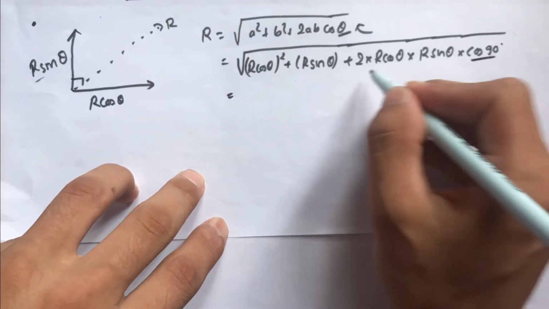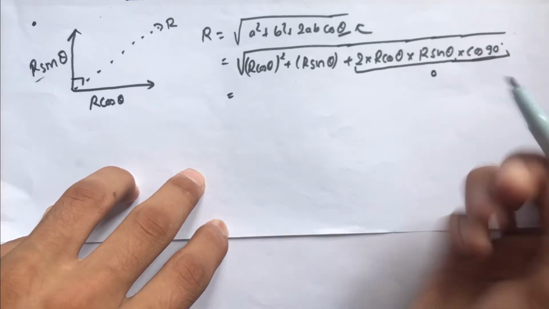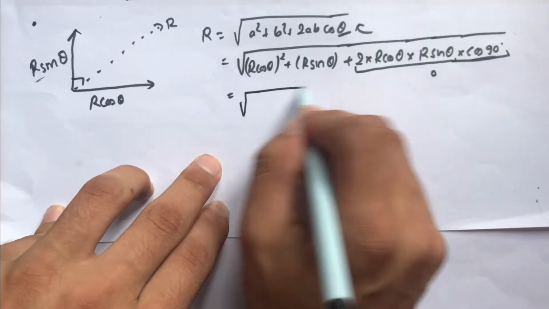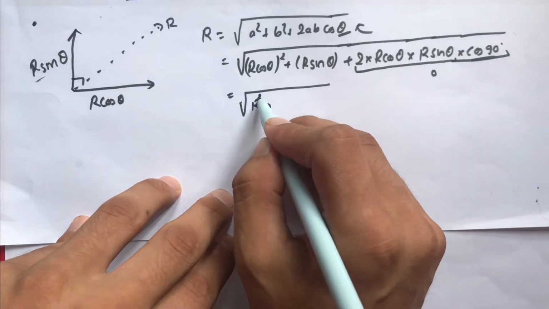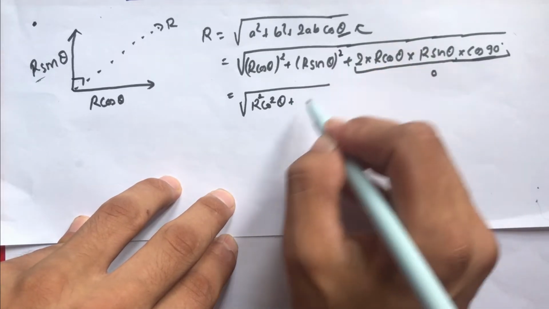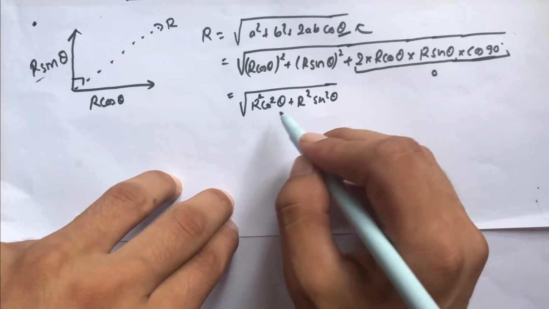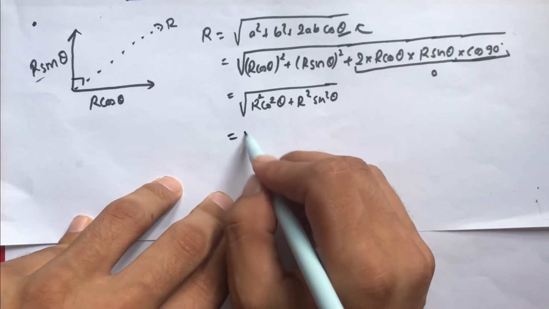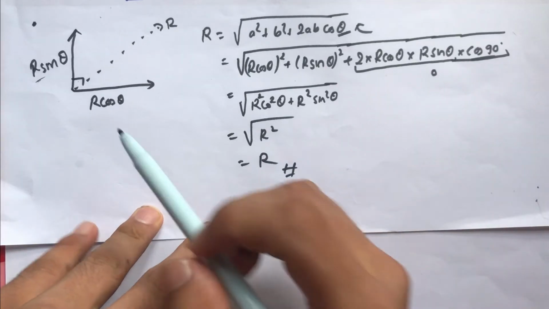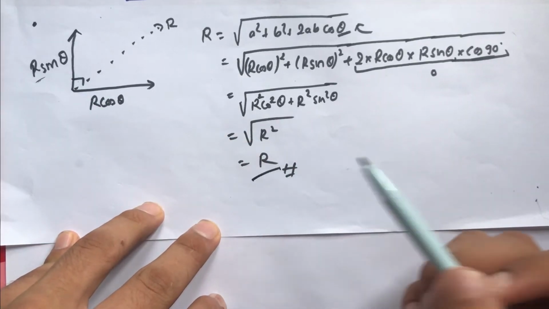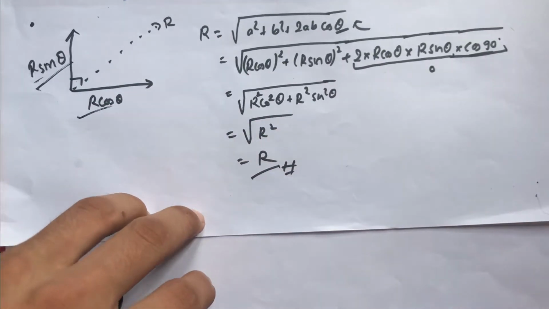So cos 90 is 0. So basically this whole term becomes 0 because cos 90 is 0. So I get square root of R square cos square theta plus R square sin square theta. And if I take R square common, it will be cos square theta plus sin square theta, which would then give me R square, and I would get R. You can see that the resultant of R sin theta and R cos theta is R. So basically breaking down into components, R sin theta and R cos theta, was correct.